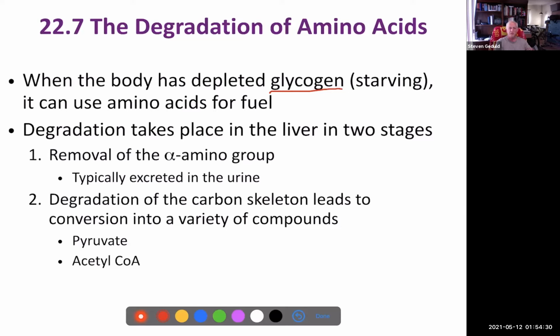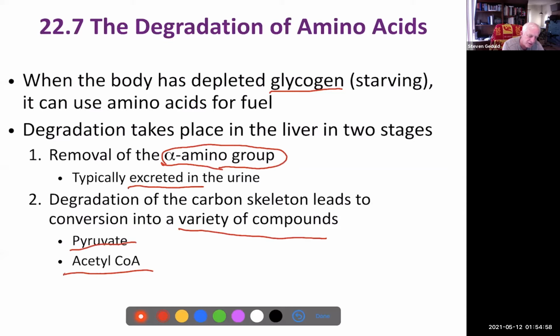Okay, degradation of amino acids takes place in the liver in 2 stages. Right? You remove the alpha amino group, and you break down the carbon skeleton into a variety of different compounds. These go to pyruvate or acetyl coenzyme A, which will help you produce ATP. Okay. The amino group that you take off the amino acid is excreted in the urine, and it goes through the urea cycle, which we'll talk about too.